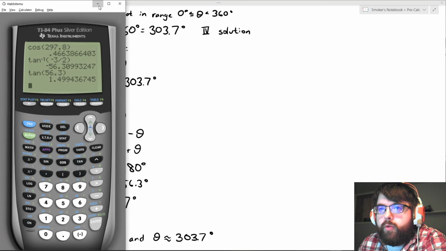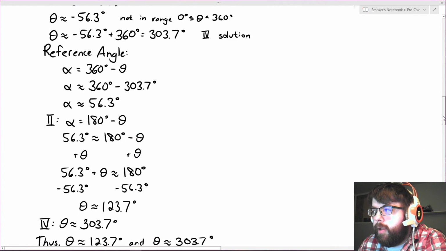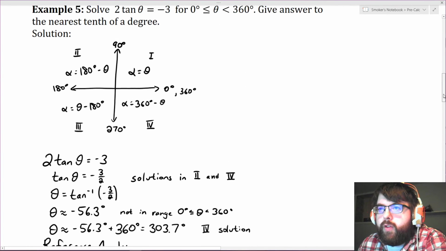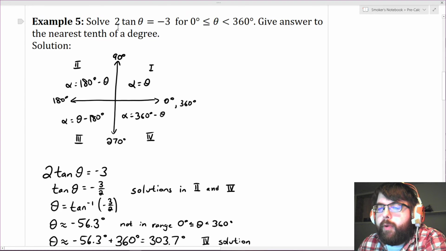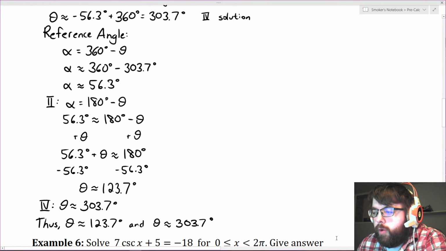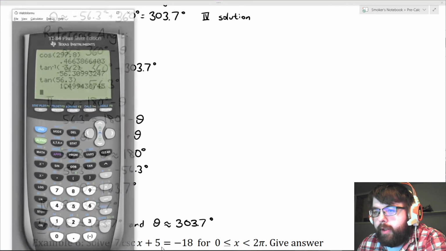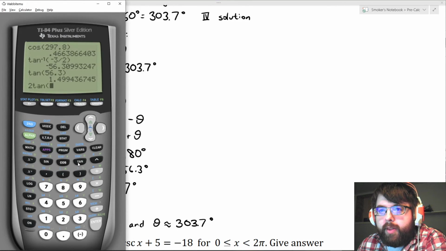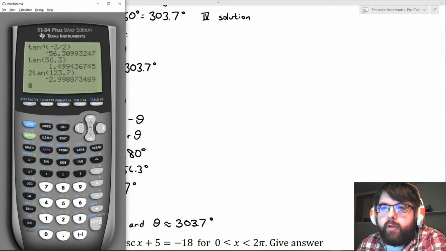So we're looking at, let's see here. I'm going to actually go to the top and plug in for theta. So I'm going to plug in 2 tangent and then our solution and see if we get something close to -3 for each of our solutions. So 1, 2, 3, 7. So 2 times tangent 123.7 should be equal to something close to -3. Pretty close. Good enough because we are rounding.